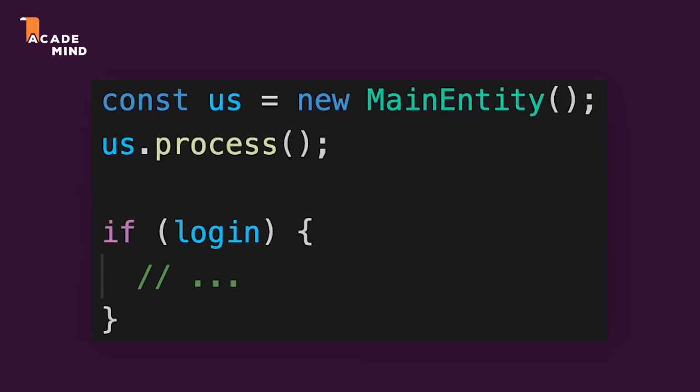For example, consider this code snippet. It's not a lot of lines, but it's really not clear at all what's going on there. Const as equals new main entity, as process, if login. What are we doing there? What's this main entity? What does process do? And what is the value of login? Is it a function for which existence we check? Is it a Boolean value? Is it a string, an error code? We don't know at all.